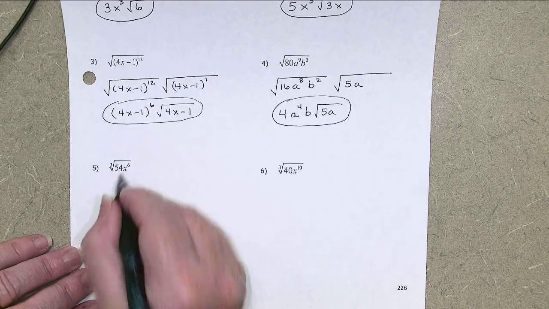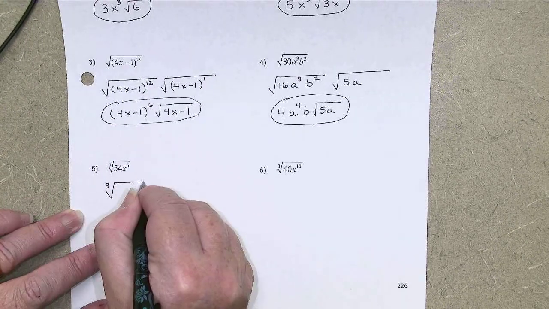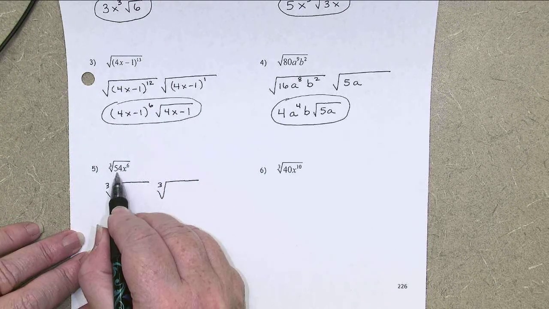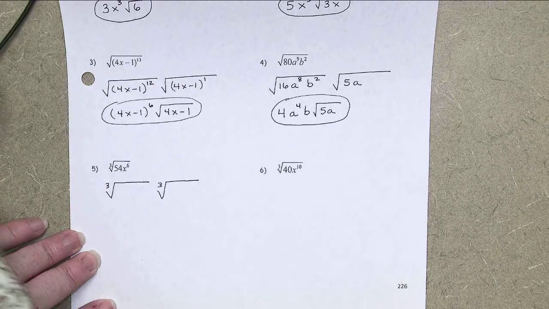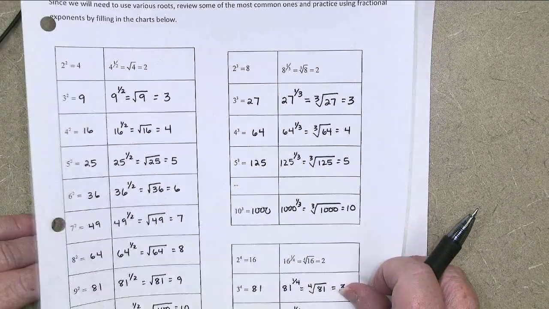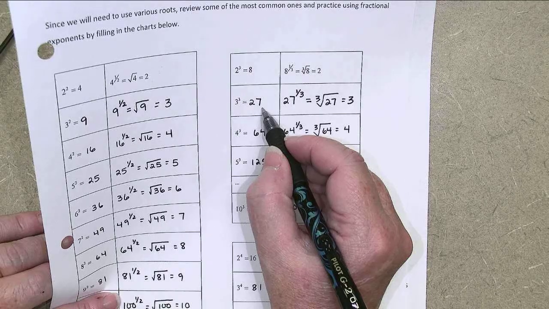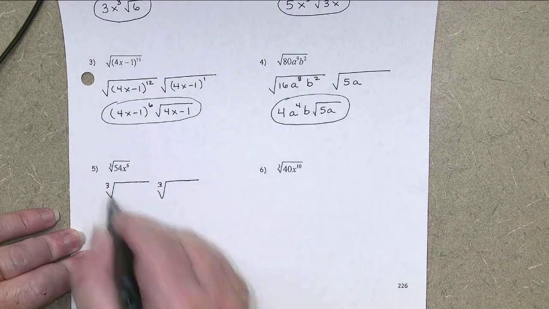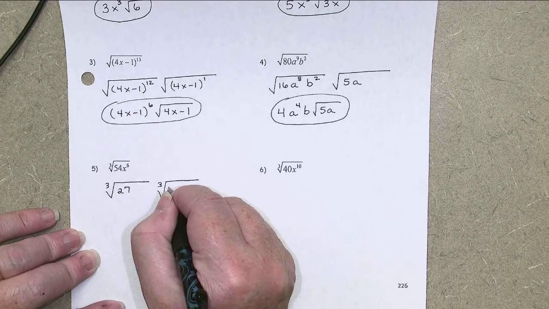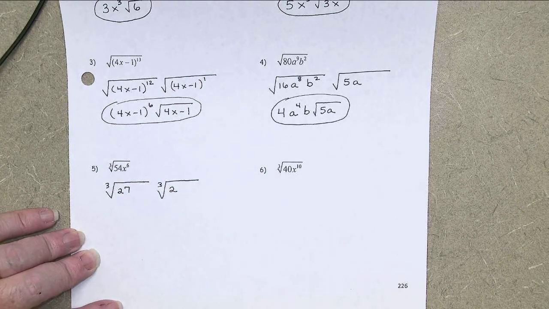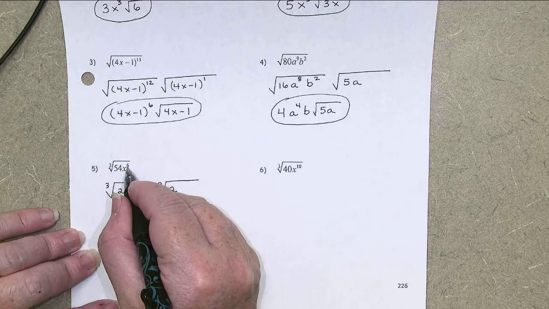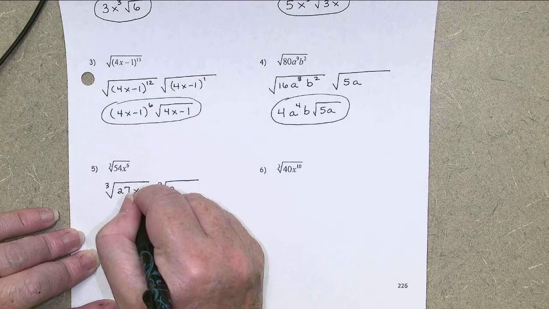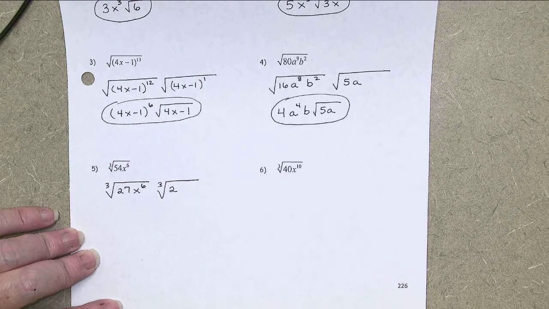So here again I've got a product, so it's okay to separate. And I need now a perfect cube that's going to go into 54. Well, looking at my list, 3 cubed is 27. 27 times 2 is 54. So let's separate the 54 that way. Now, x to the 6th is actually fine. 6 divided by 3 is going to work out perfectly. So I'll just leave the x to the 6th alone for the moment.